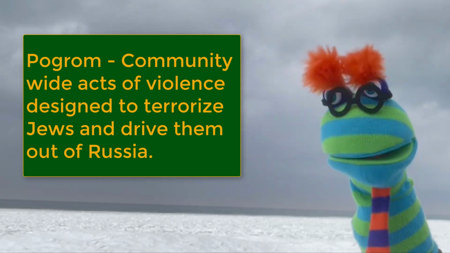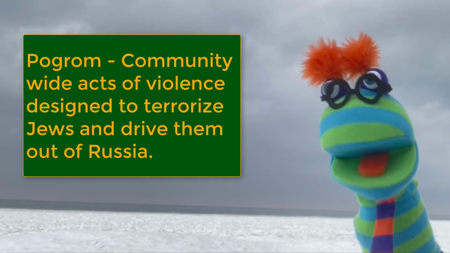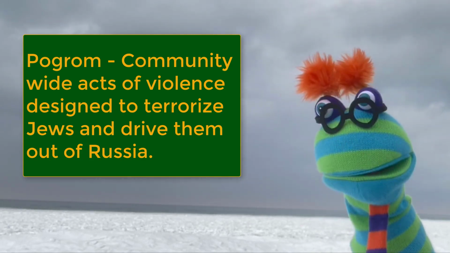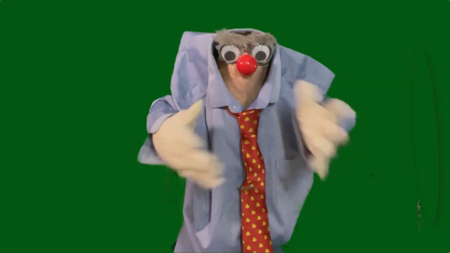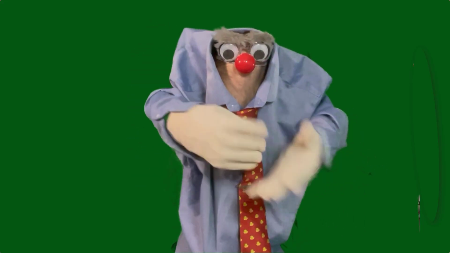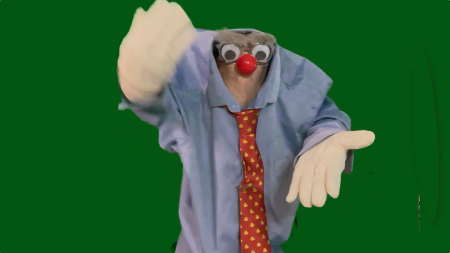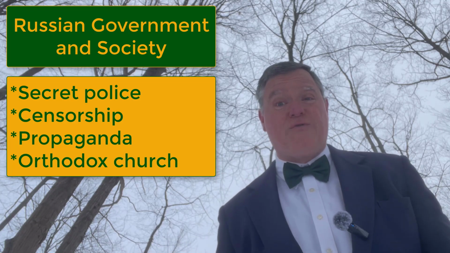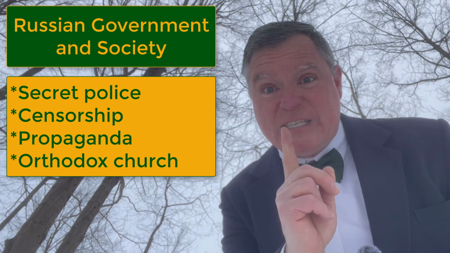The government encouraged and enacted pogroms. A pogrom was a community-wide act of violence designed to terrorize Jews and drive them out of Russia. Russification and pogroms. Ethnic hatred most gruesome. Russians assert superiority over minorities and violently abuse them. The Tsar used his secret police, censorship, propaganda, and control of the Orthodox Church to silence opposition.